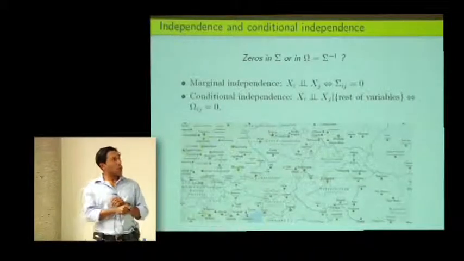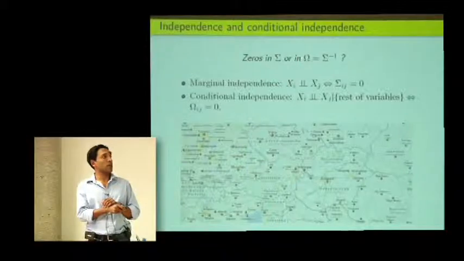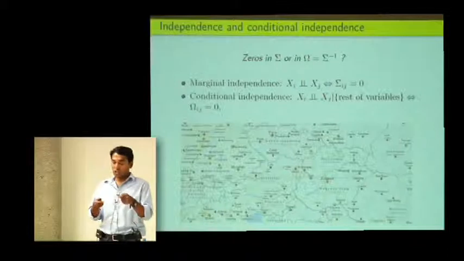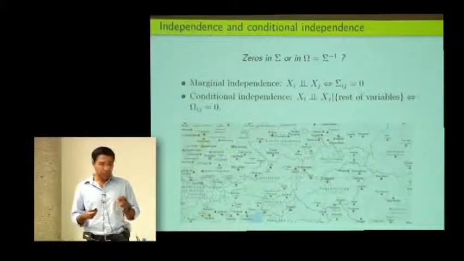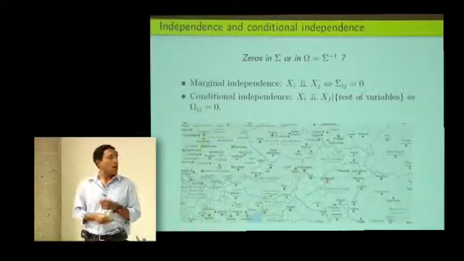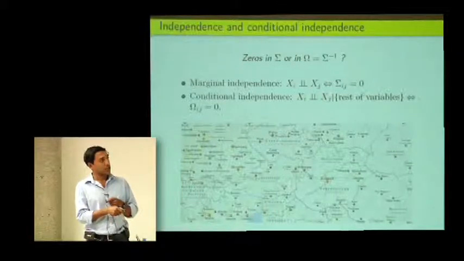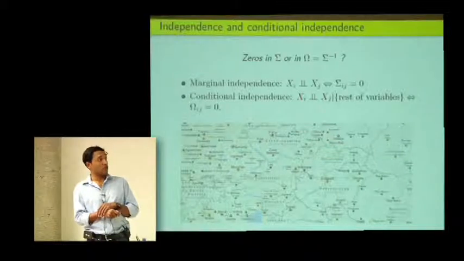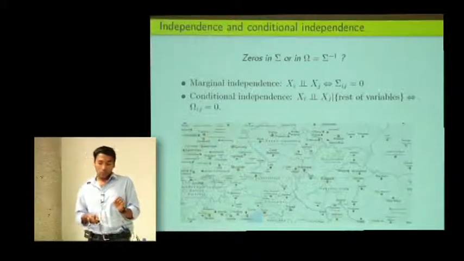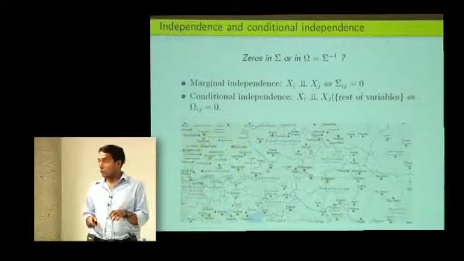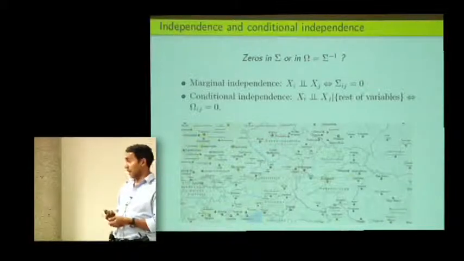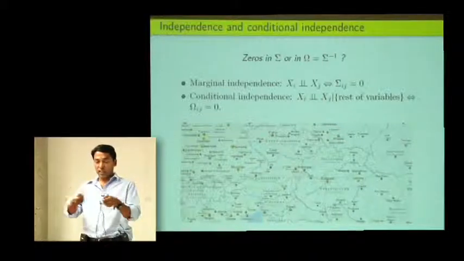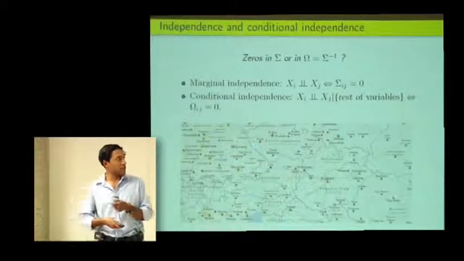So what do I mean by zeros in sigma or in omega? As I said, zeros in sigma, the covariance matrix, means marginal independencies, right? And I said marginal independency is not very realistic. Conditional independencies, which are zeros in the inverse covariance matrix, are more realistic, because if I have 0 in the ijth entry of the inverse covariance matrix, omega, it just means that one spatial location and another spatial location are independent given the rest, right?